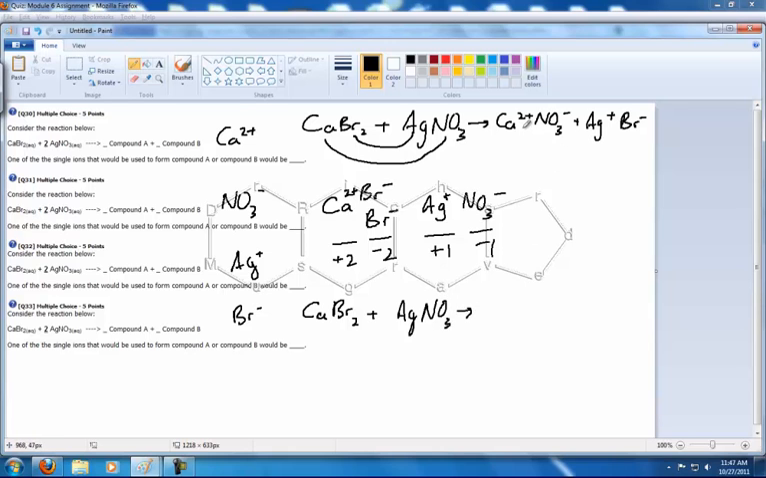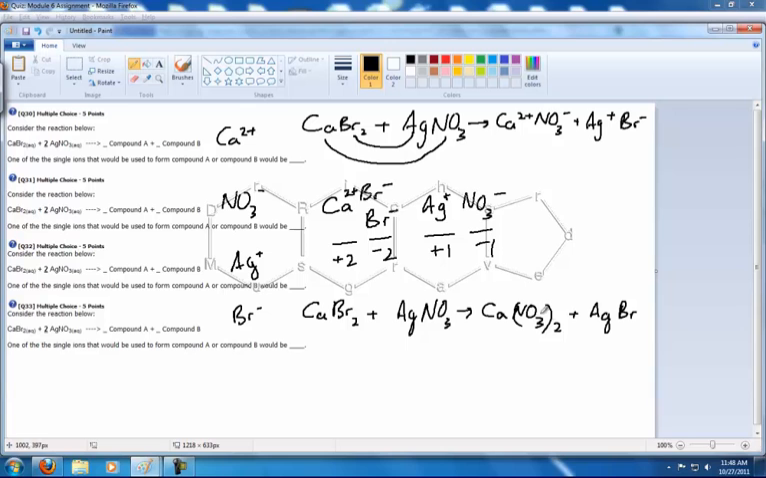Now over here I've got Ca2+ and NO3-. The question I'm asking is, how many of each of these do I need to make a neutral compound? And you can see I'm going to need two NO3- to balance out the 2+ on the calcium. So the answer to that will be Ca(NO3)2. And over here I've got the silver and the bromide, that's Ag+ and Br-. I just need one of each of these, so that'll be AgBr.